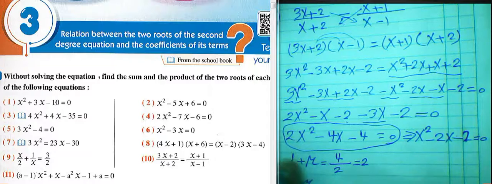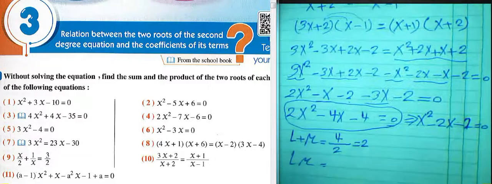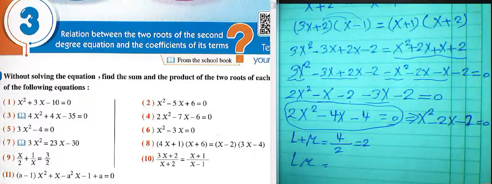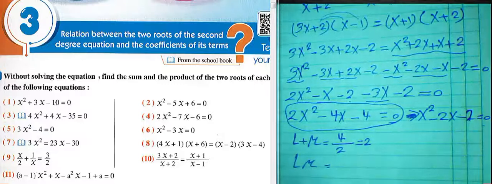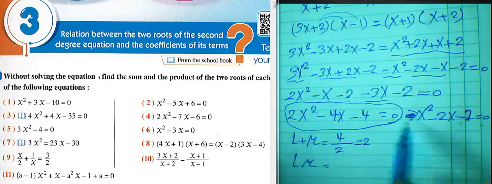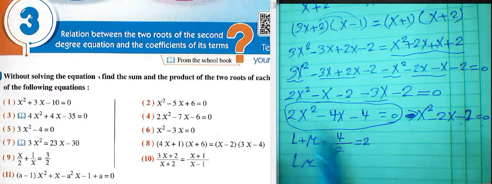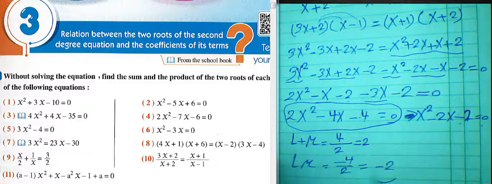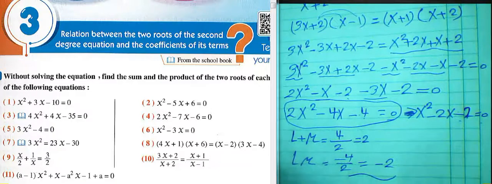Or you can solve about this equation and this equation. It's easy for you, but you must simplify it. Okay, we must simplify it first. In any equation you have, you must simplify it. So the product between two roots L and M equal negative 4 over 2 or negative 2 over 1. Negative 4 over 2 equal negative 2. Question number 11.